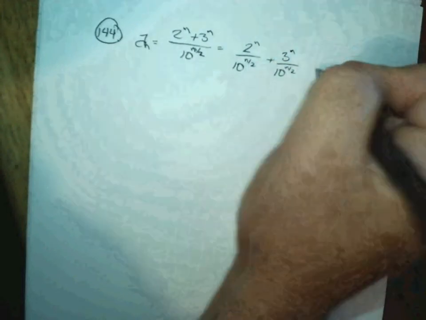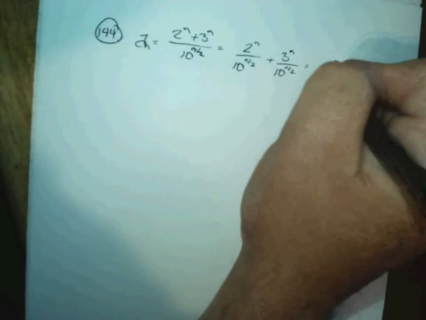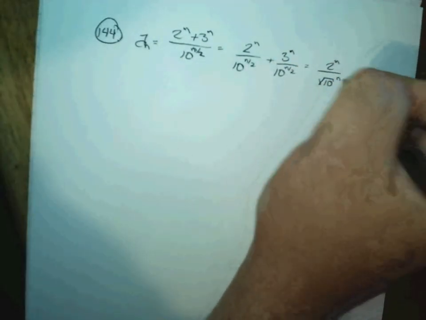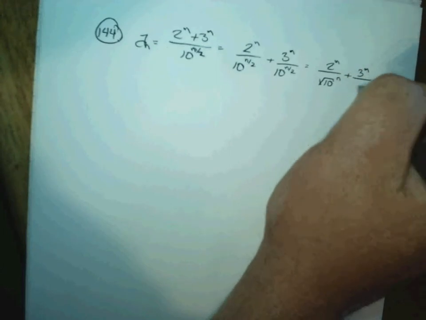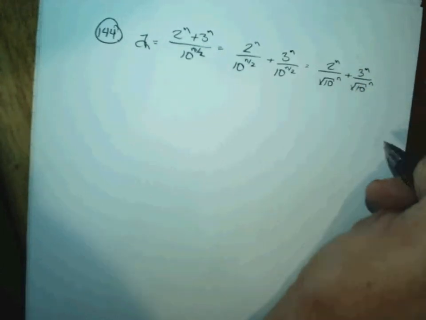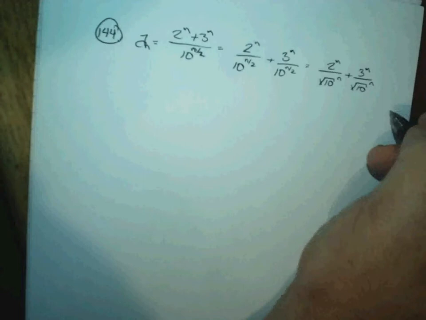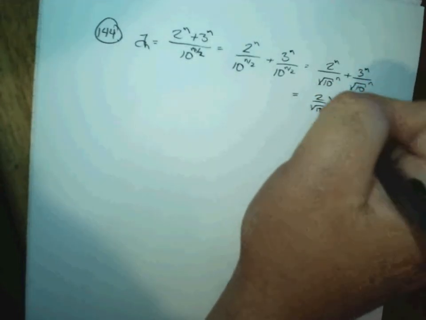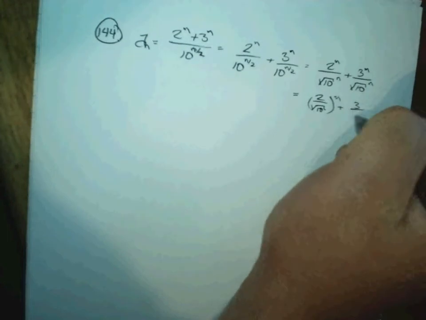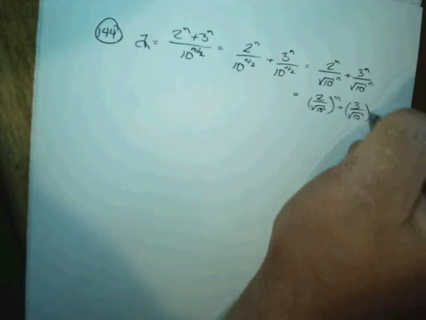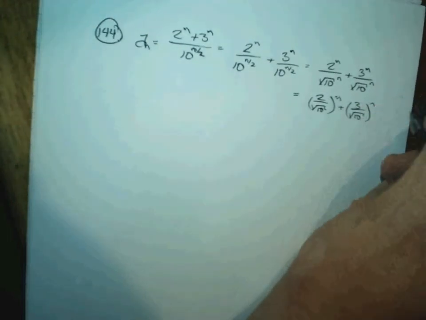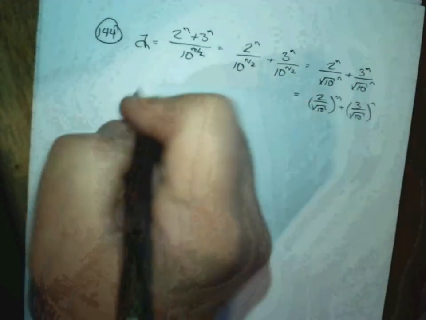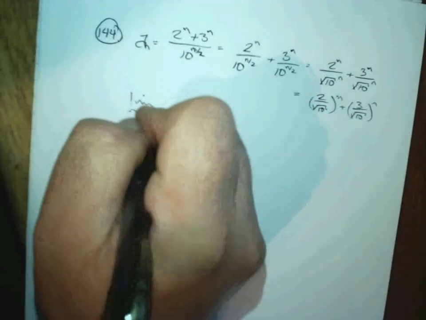Okay. That 1/2 power on the n looks like a square root. So think about this. You've got 2 over the square root of 10 to the n plus 3 over the square root of 10 to the n. Okay? Take the limit.